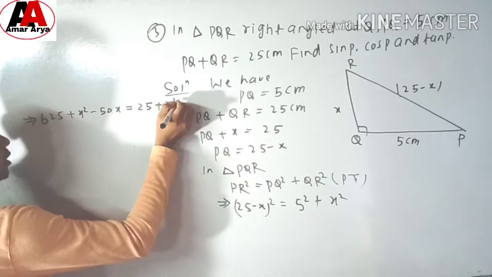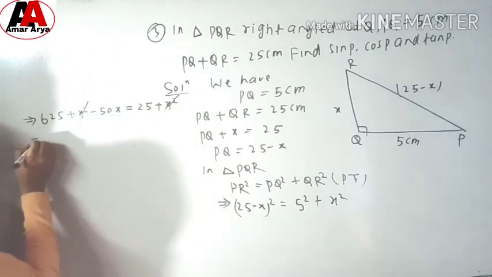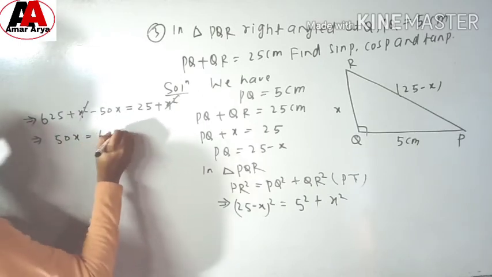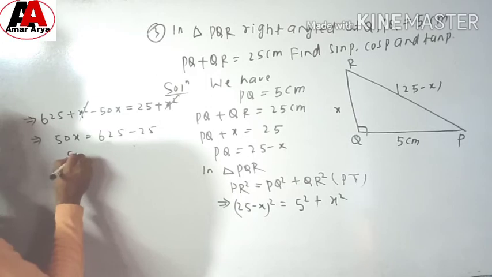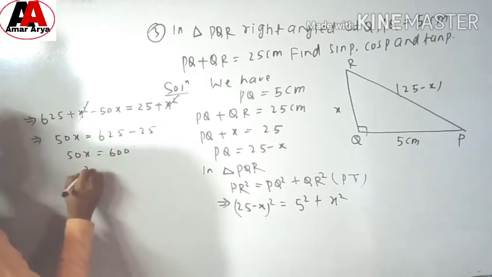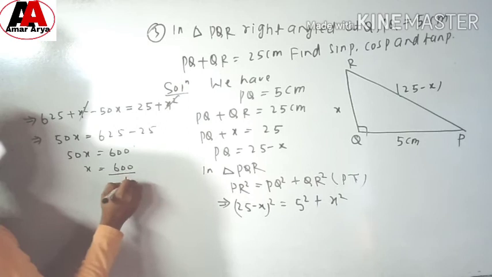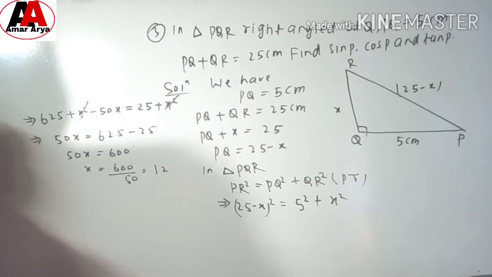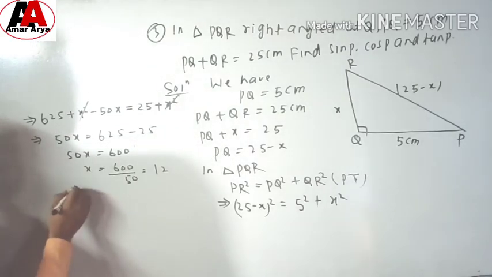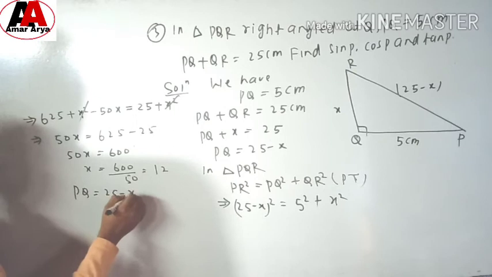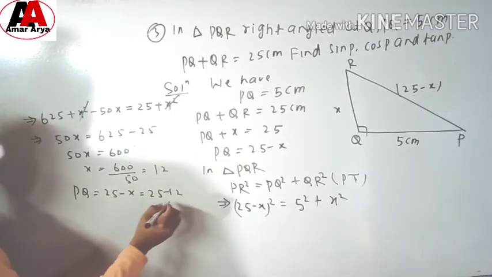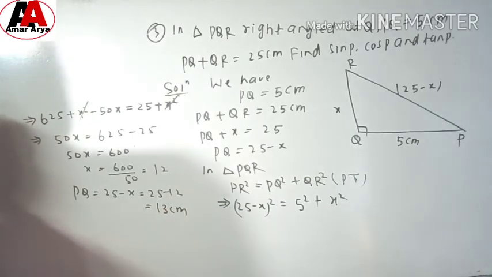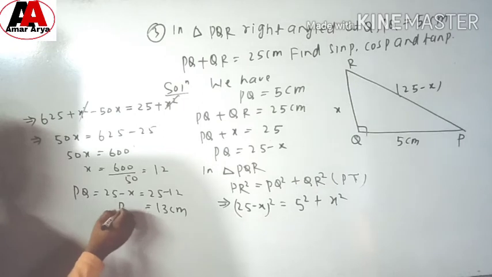You can see x square will be cancelled, so we can write 50x equals 625 minus 25, so 50x equals 600. So x equals 600 by 50, which is 12. The value of x is 12. So PR equals 25 minus x, so 25 minus 12, that is 13 centimeter.